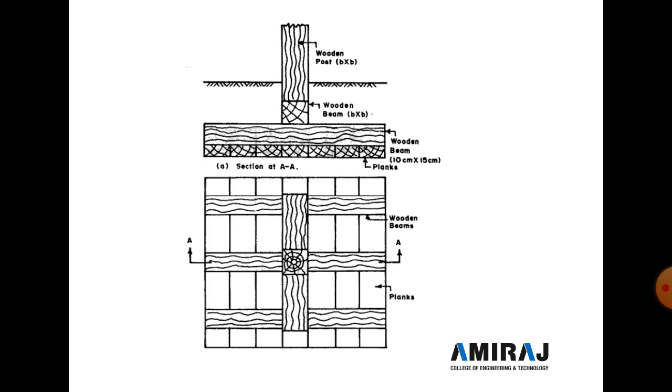Now, in a typical timber grillage foundation for a timber column, the excavation for the base is leveled, and at the bottom of the level timber planks of size 20 to 30 centimeter wide and 5 to 7.5 centimeter thick are laid side by side without any gap between them, and over the top of this layer a timber beam of the same section as that of the wooden post is placed at a right angle.